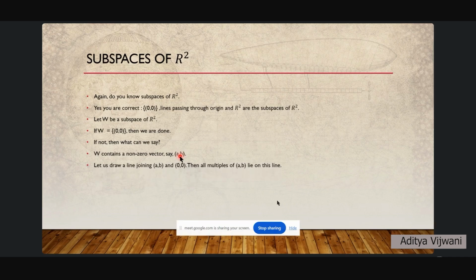So now let's take a line which passes through AB and 0, 0. So basically, you're taking a line on our plane R2 such that it passes through AB and the origin. So I can also say that all multiples of AB will also lie on this line. Right. So all the multiples of AB will also lie on this line joining AB and 0, 0. So can we see that this line is a subspace of R2?